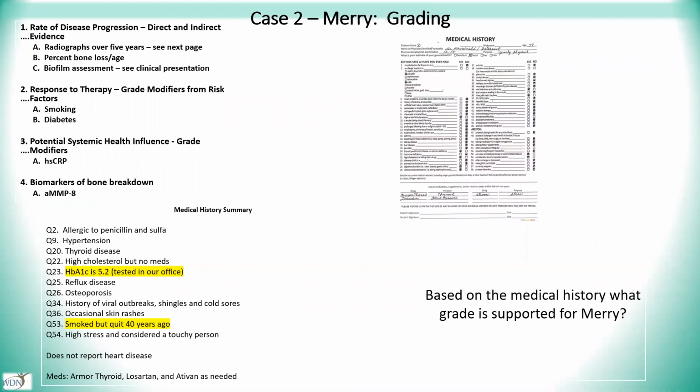Looking at the additional things that would advance the grade for this case, it would be the HbA1c. I tested it in the office. It was only 5.2. And this patient also smoked, but quit 40 years ago. So based on the medical history, the grade would be B, but we have a more advanced grading based on the disease complexity and the low biofilm load, but the severe extent of the damage to the teeth. And so that's what we're going to use for grading.